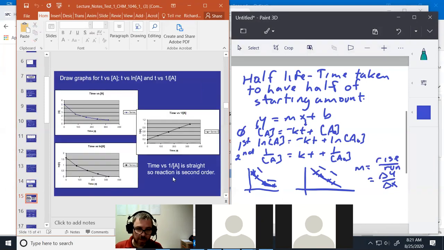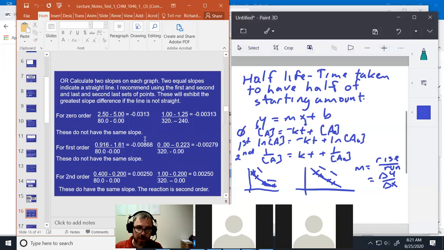All right, so that's what I've done over here. And you can see that the slope is negative 0.0313 if I do the math on that. Now, if I look at the slope between the last 2 points, this is what I get here. I get negative 0.00313. So they're not the same slope. And you can see if I go back to that, oops.